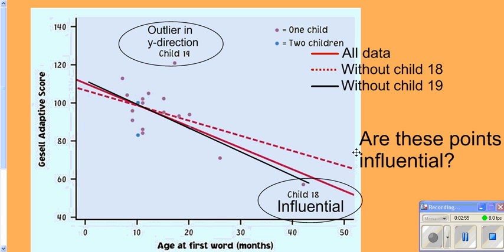Now, looking at that last graph, here we have three lines. We have the black line, what it would be without child 19. We have the solid maroon line, what it is with all the values, and then we have the dotted line, what it would be with all the values except for child 18. And you can see how with child 18 it's significantly different than what it is without it, and so we would consider it to be influential.